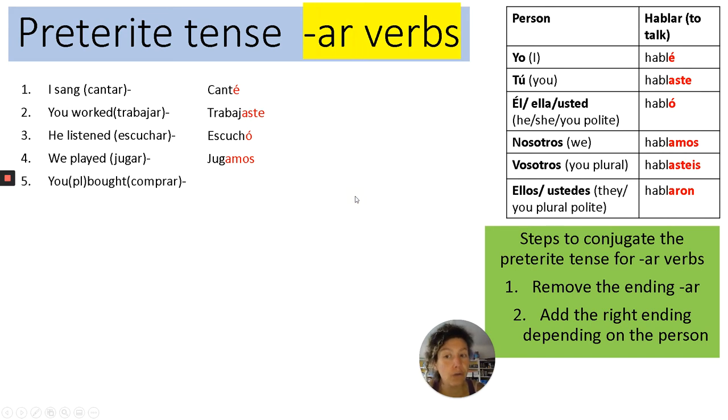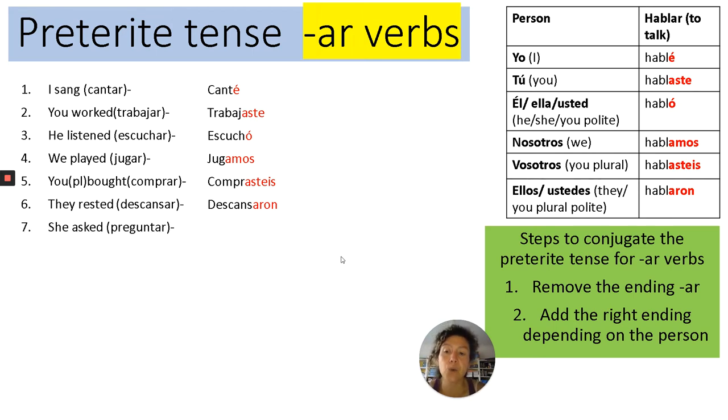You plural, bought, comprar. So careful, because I'm saying you plural. Comprasteís. I removed the AR ending and I added the asteis because we're talking about the you plural. Okay. Now let's move on to the next one. Number six. They rested. Descansar. Descansaron. I removed the AR ending and I added aron because aron is the ending for they. ¿Vale? Número 7. She asked. Preguntar. Preguntó. I removed the AR ending and I added the ó with the accent because that's the ending for she.